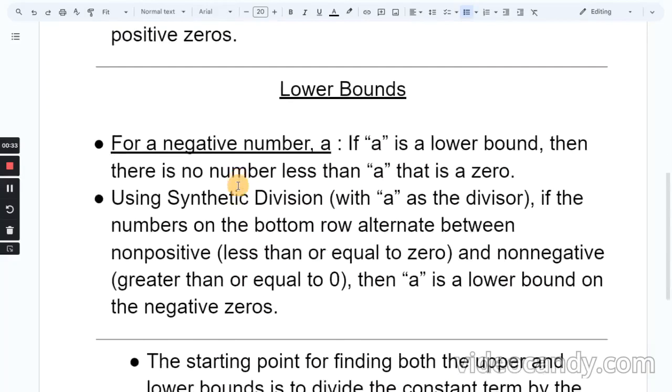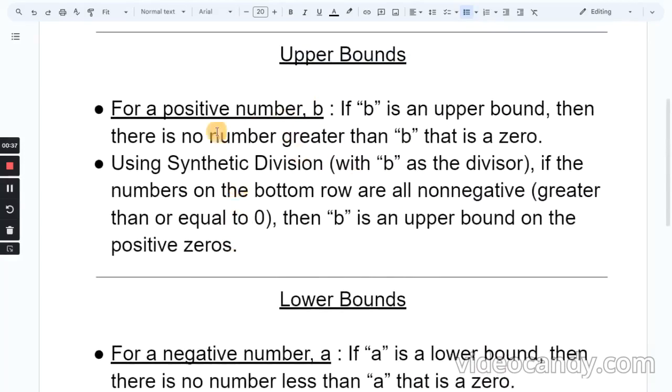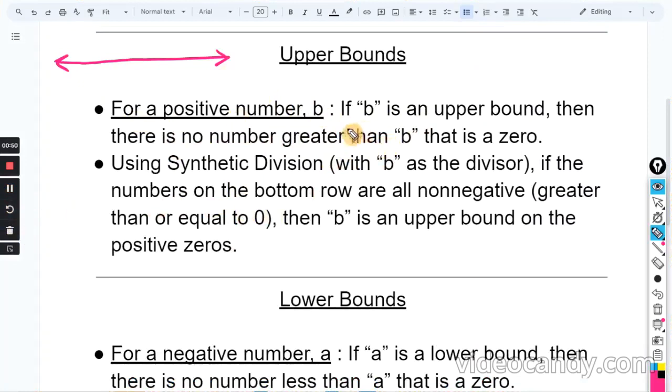It is very similar for both the upper and lower bounds. For the upper bounds, let's say for a positive number b, if b is an upper bound, then there is no number greater than b that is a zero. So let's say you had a number line and you had a number b. If b is an upper bound, then there is no number greater than b, going to the right, that is a zero. You'll see this in the example. We'll use synthetic division with b as the divisor. If the numbers on the bottom row are all non-negative, in other words, greater than or equal to 0, then b is an upper bound on the positive zeros.